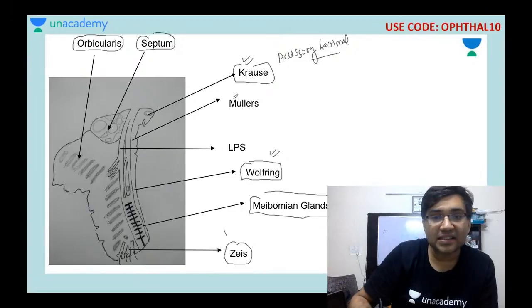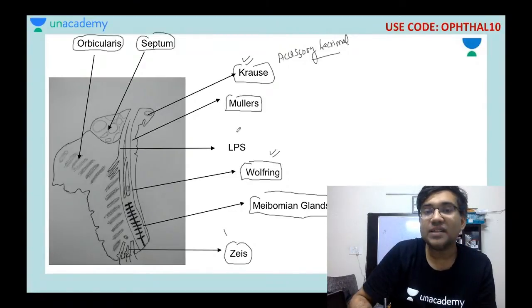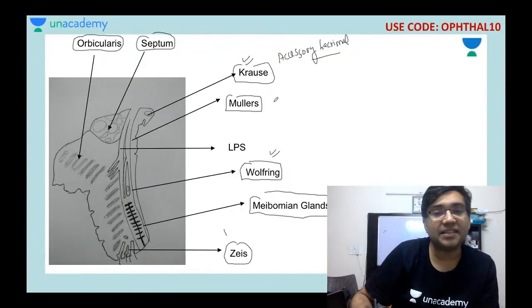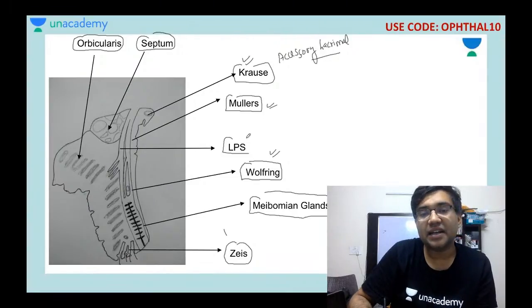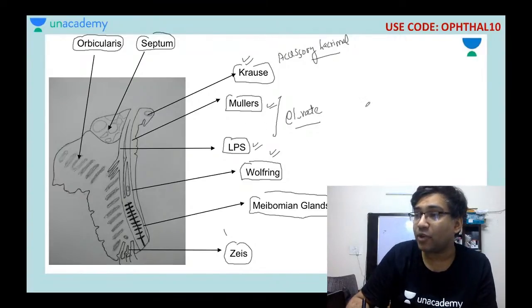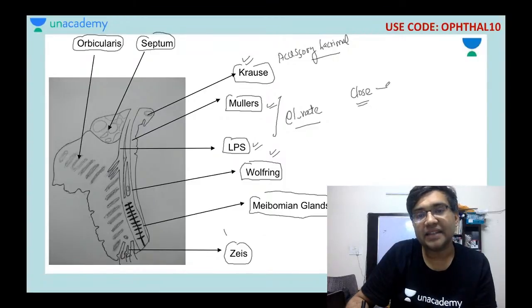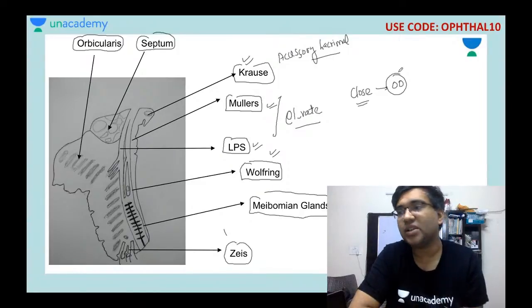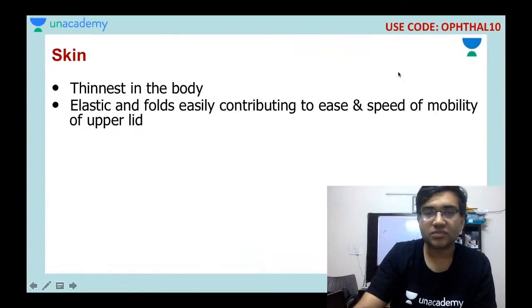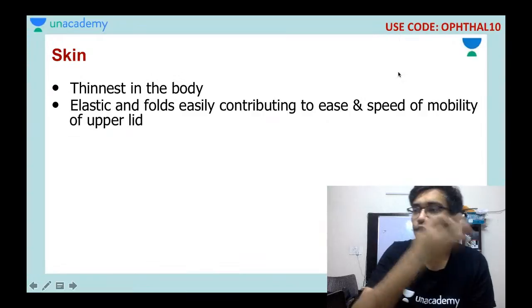Then we have the two muscles, the ones which are retractors. This is the Muller's muscle and the levator palpebrae superioris. So the ones which elevate the eyelid are your Muller's muscle and levator palpebrae superioris. The one which closes the eyelid is your orbicularis oculi. If it is clear to all of you, just give me a thumbs up. Chalo. Then we come to layer by layer.